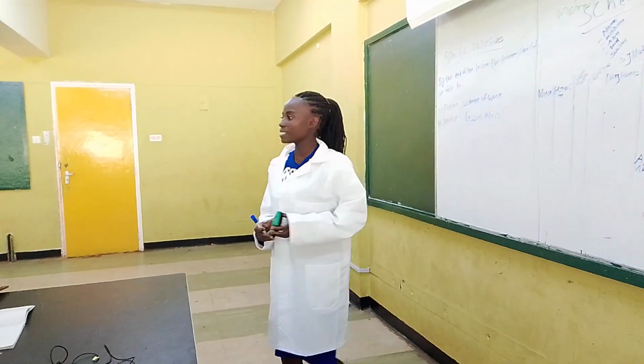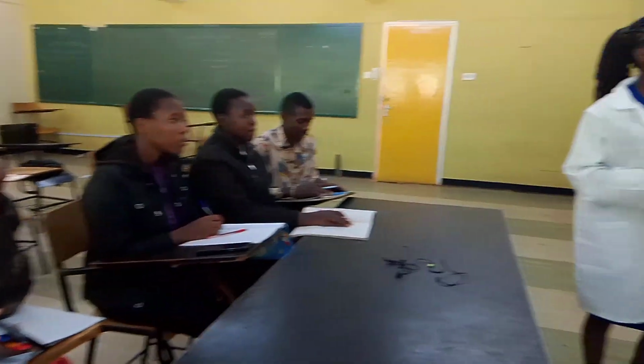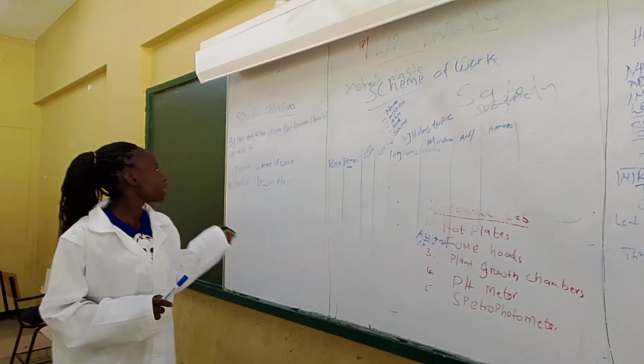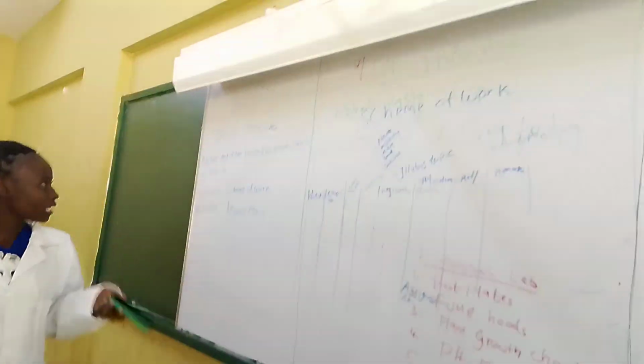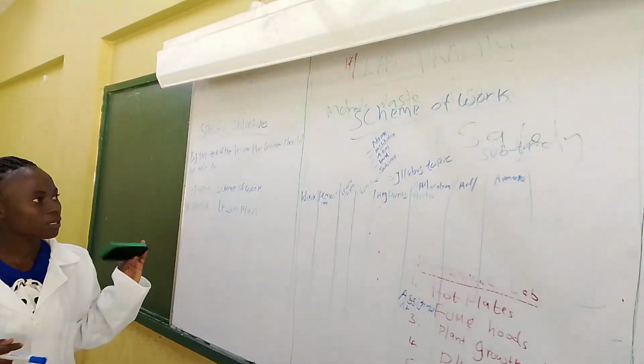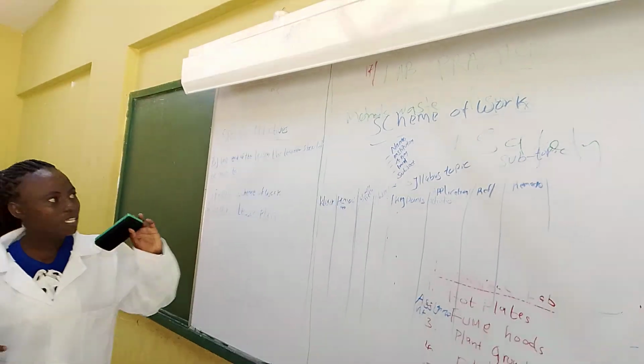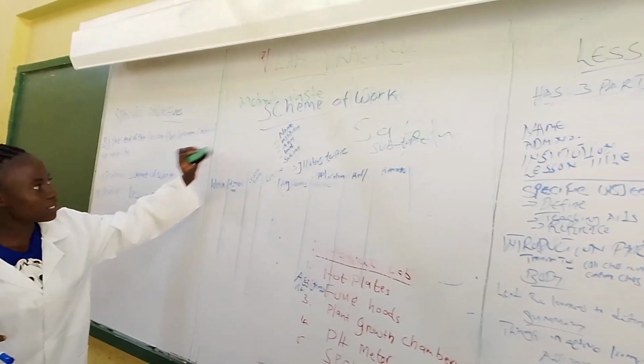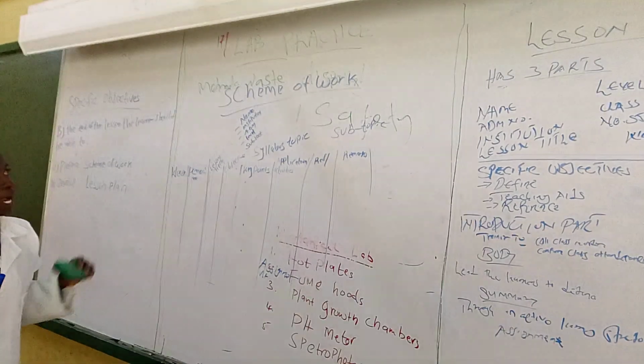Good morning, class. I'm Madam Pamela, and today I'm going to take you through how to prepare the scheme of work. By the end of the lesson, the learner should be able to prepare the scheme of work. And scheme of work has the administrative part and the body part.